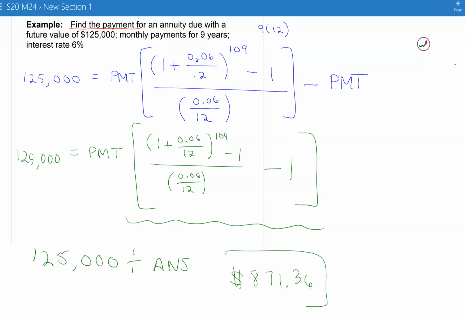$871.36. So that would be the payment amount you would need to put in at the beginning of each period to end up with $125,000. And that's the end of section 5.3.